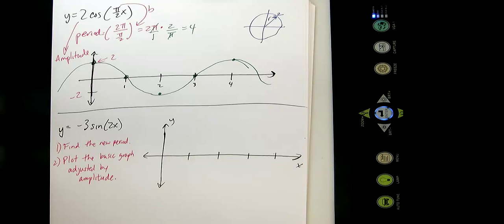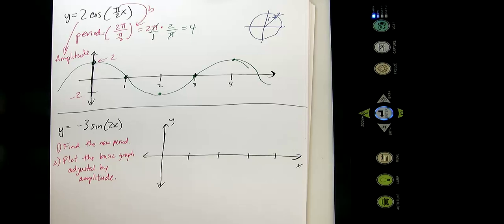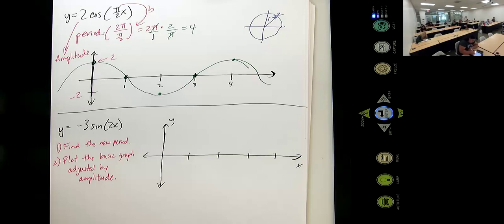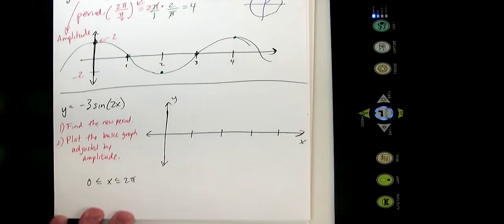Professor Jones, I was going to add that I like the second option, option B, to find the period and the starting point. Wait, what? The second option to find, you have the greater than or less than sign. I don't have a greater than or less than sign anywhere on that. Oh, you mean by doing 0 is less than or equal to x, less than or equal to 2 pi? Yes.